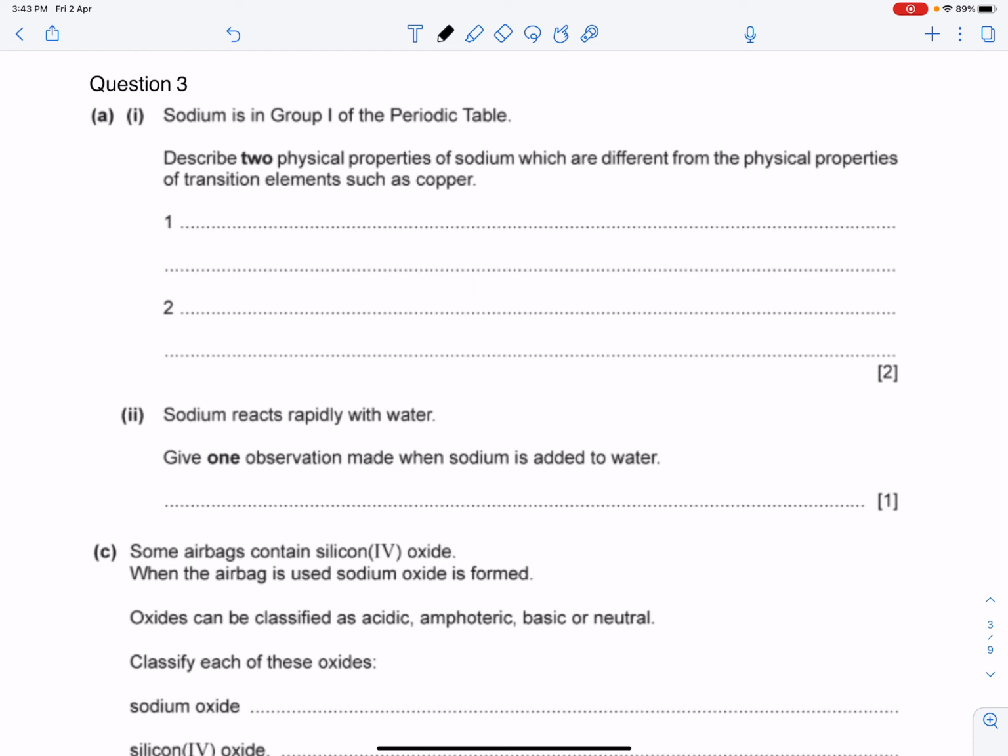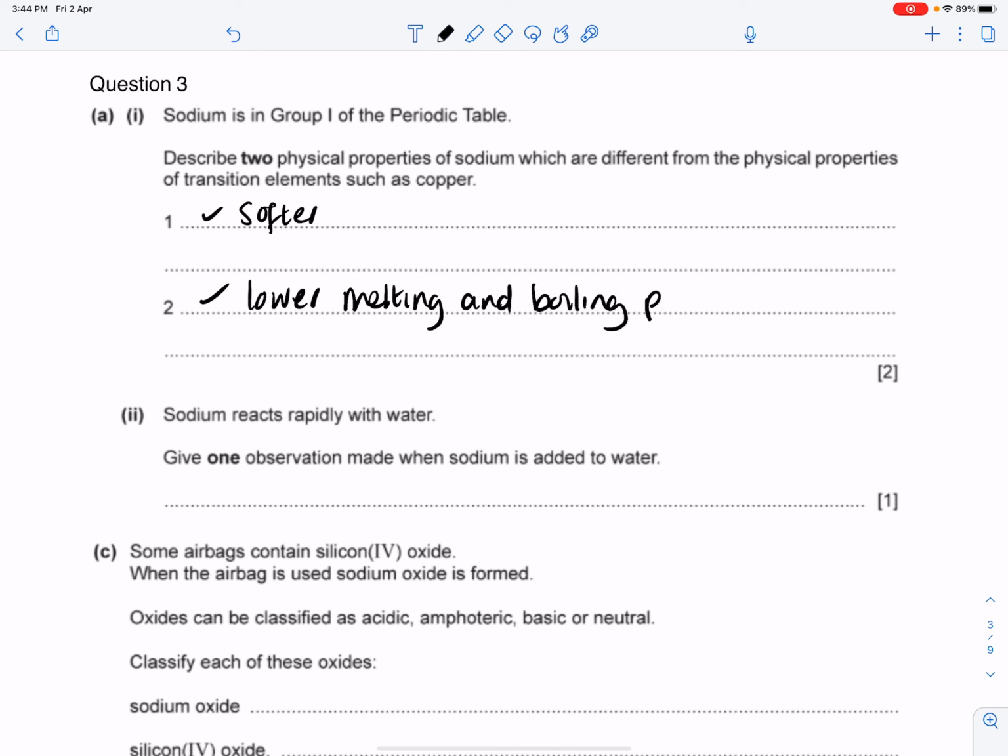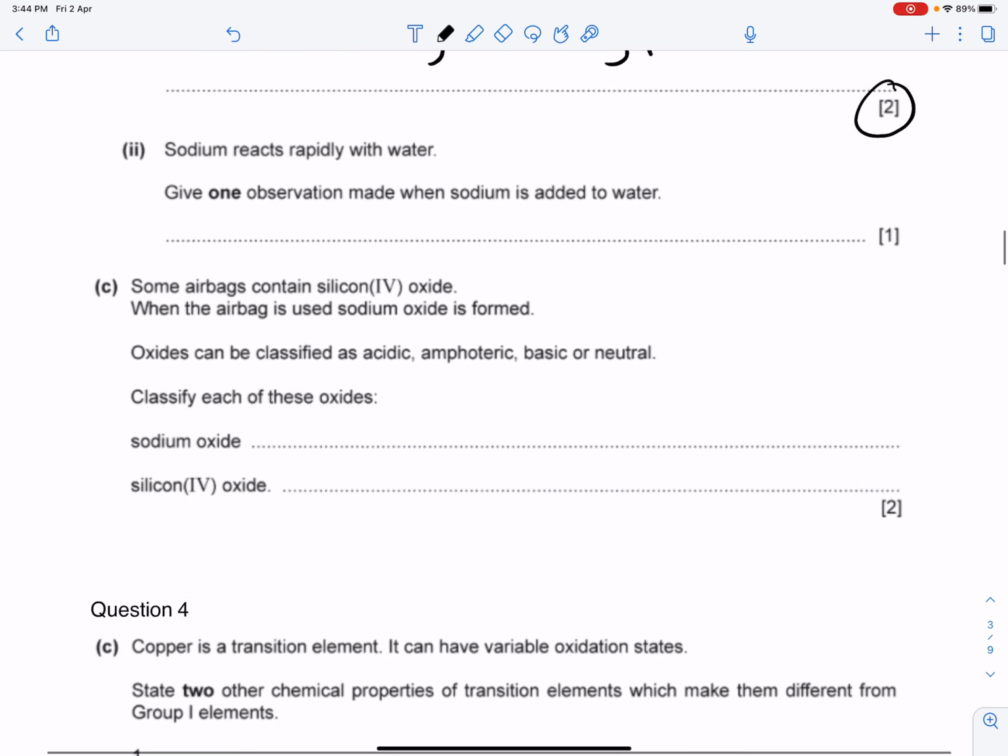So sodium is in group 1 of the periodic table. Describe 2 physical properties of sodium which are different from the physical properties of the transition elements such as copper. So again, we're talking physical properties. So we can go for they are softer. We can go for that they have a lower melting and boiling point. And we can also go for the fact that they are lower in density if we wanted to. But we don't need to because it's only 2 marks that they're giving us, so we can choose any one of those 3.